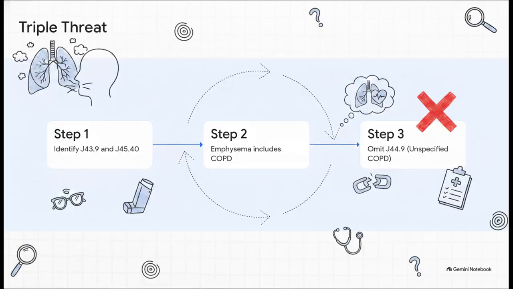the codebook? Going back to that same AHA Coding Clinic guidance, here is the exact logic. Step 1. You identified the emphysema, assigning code J43.9, and the moderate persistent asthma, assigning J45.40. But Step 2 is the real clinical game changer. You have to recognize that emphysema is inherently a form of COPD. Because of that inherent, built-in link, Step 3 tells us to omit J44.9 for unspecified COPD entirely.